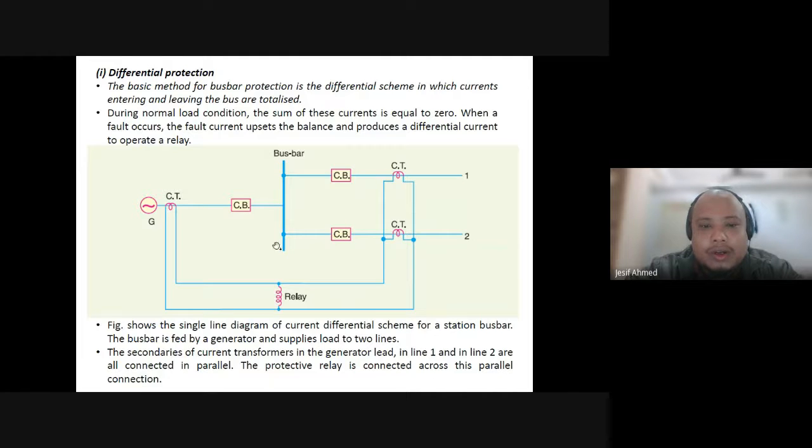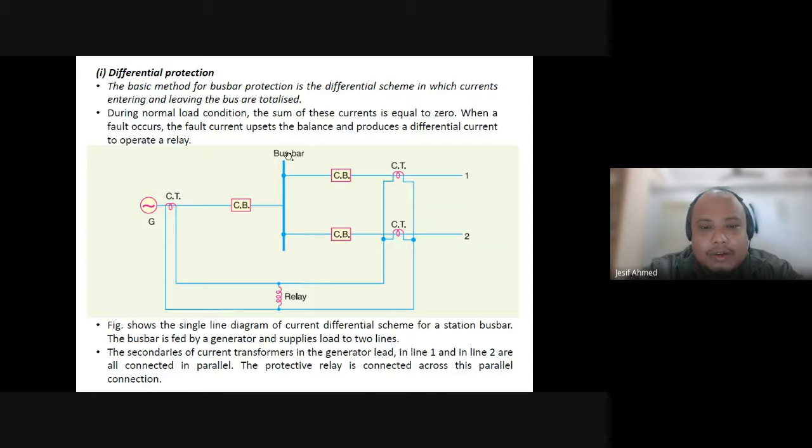So under normal condition, when there is no fault in the bus bar, incoming current will be equal to outgoing current. For that reason, the secondary current of this CT will be equal to the summation of secondary currents of these two CTs. Okay, so equal current will enter from both sides to the relay operating coil, and the relay spill current or differential current will be zero. The relay will not operate under no fault condition.